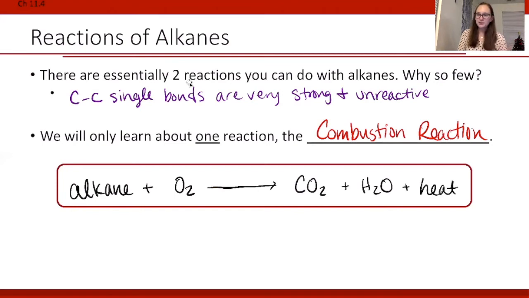By combustion reaction, we mean kind of like an explosion. You take an alkane. This is what happens in your car. I guess it's a controlled explosion in your car. We take an alkane, mix it with some oxygen, and provide a small heat source to get it started. And then it gives you carbon dioxide and water and a lot of heat or energy.